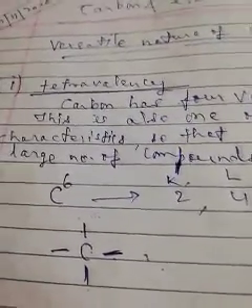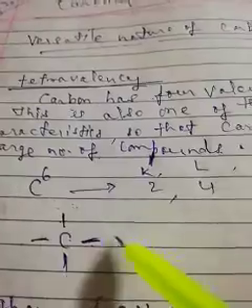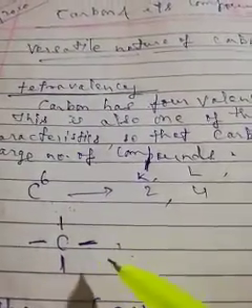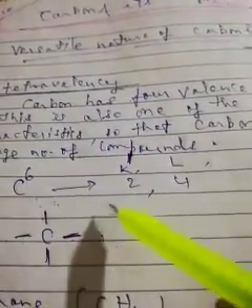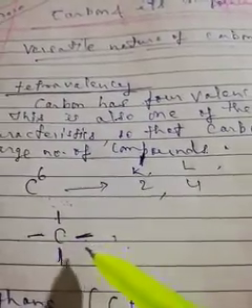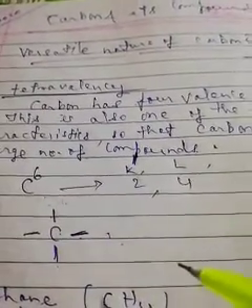Initially we were talking about tetravalency, and also about catenation. You know those, catenation and tetravalency. Tetravalency means carbon has 4 valence electrons. Due to this, carbon has the tendency to form 4 single covalent bonds, or maybe 2 single bonds and 1 double bond. It could be there.